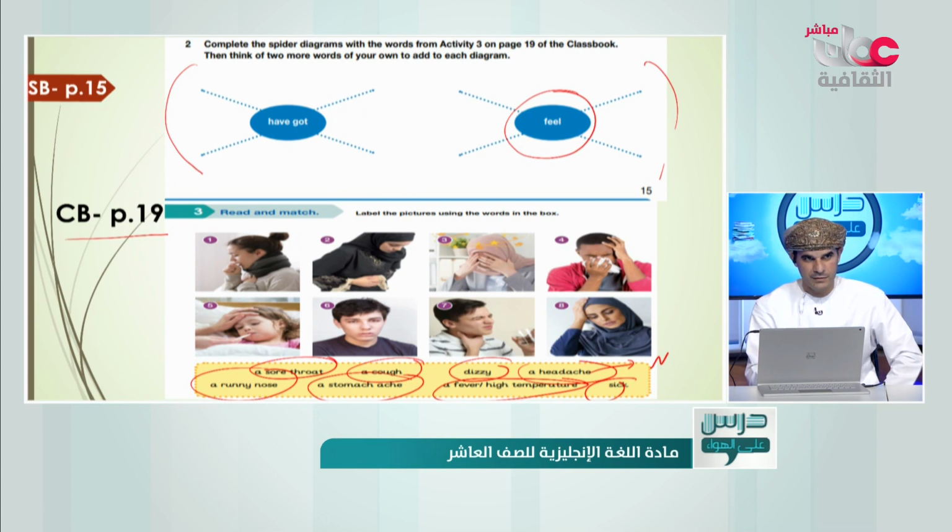It's a noun, right? Very good. Yeah, sore throat is a noun. A runny nose also is a noun. Sore throat, a runny nose are nouns. So with nouns we use what? Have got. I have got. And with cough also and a stomach ache, because they are nouns, so we use what? Have got with them.